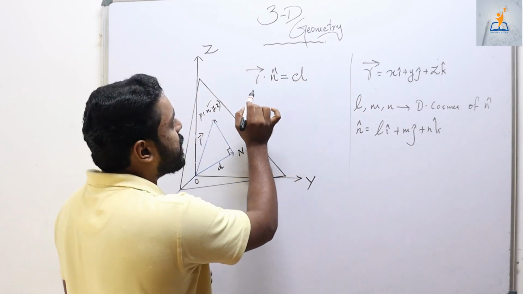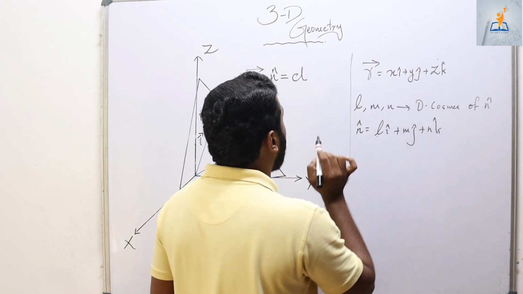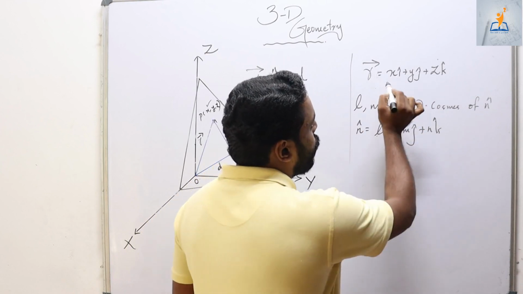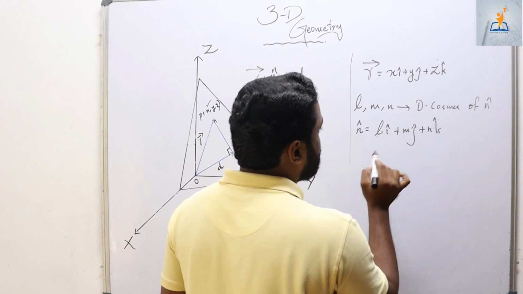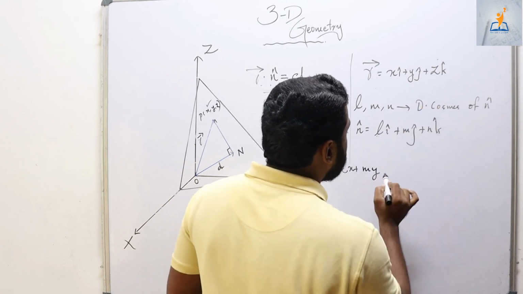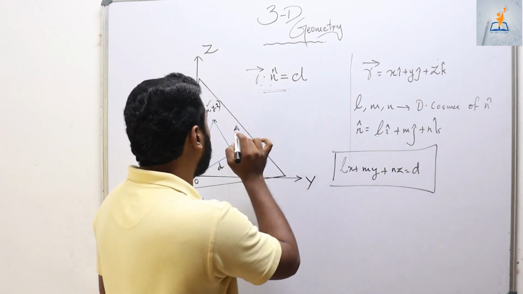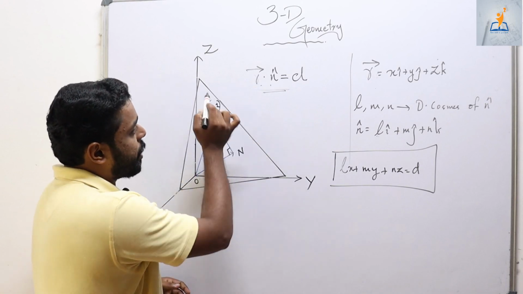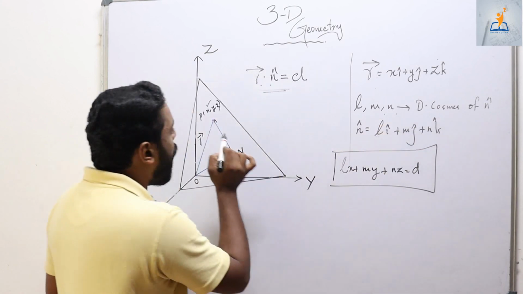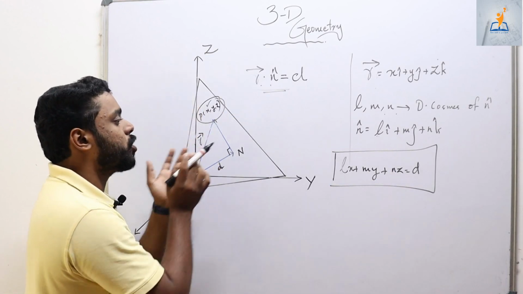Now, we shall find what R bar dot N cap is equal to D gives. On substituting all these quantities, in order to find the dot product of two vectors, it is enough to multiply the respective components and add them together. So, Lx plus My plus Nz is equal to D. This is the Cartesian equation of the plane whose perpendicular direction cosines are L, M and N, the arbitrary point is x, y and z, and D is the perpendicular distance from the origin to the plane.